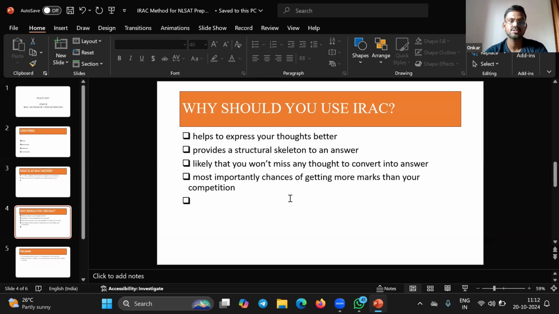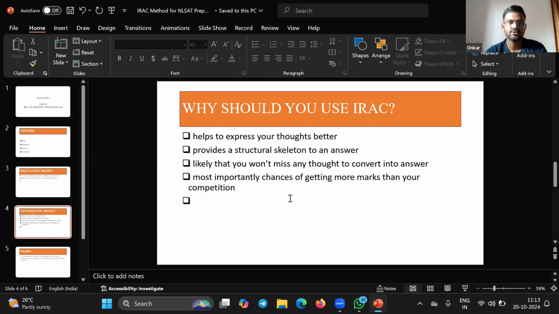This method provides a structural skeleton to an answer. Your answer is not vague, and it doesn't go all over the stretches or boundaries of the paper. It has some skeleton, some structure. And when the answer has a structure, it will most probably fit within the prescribed page limit and time limit. When you know the method to do something, the DIY procedure of something, you are likely to land on better ground than the rest of the people.